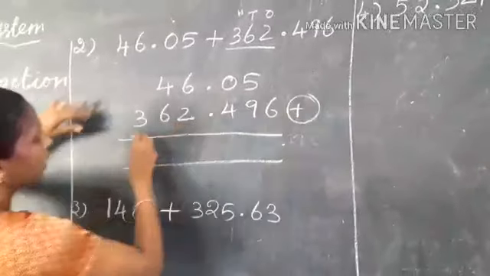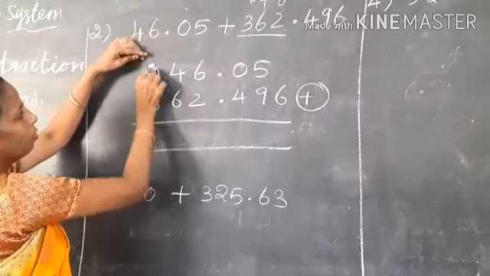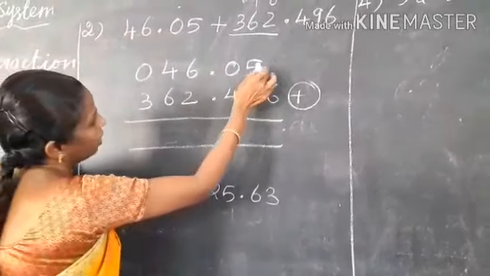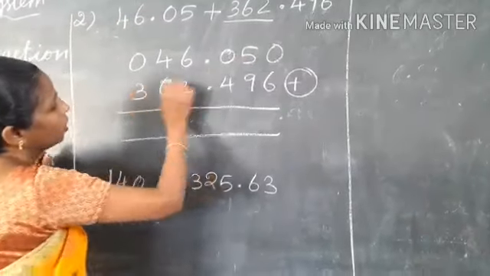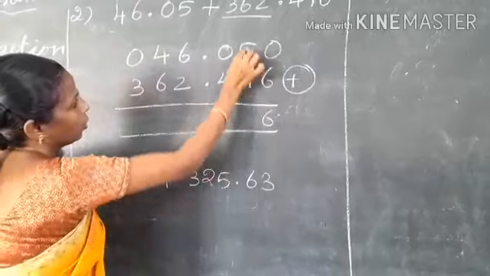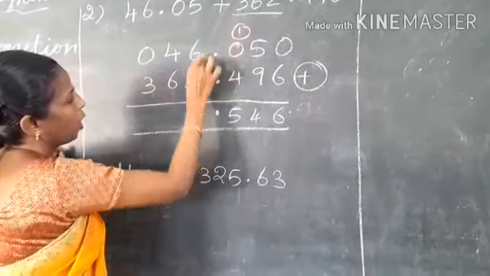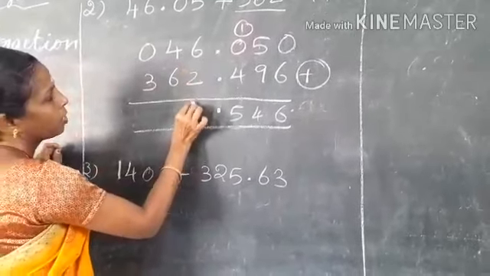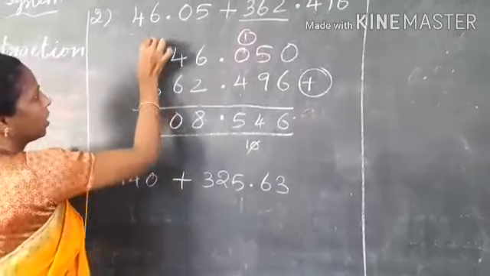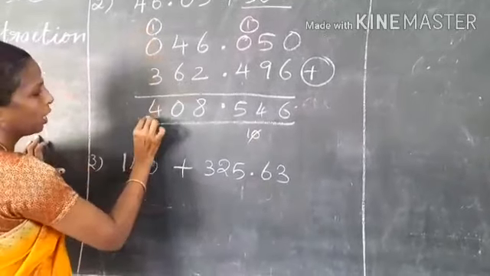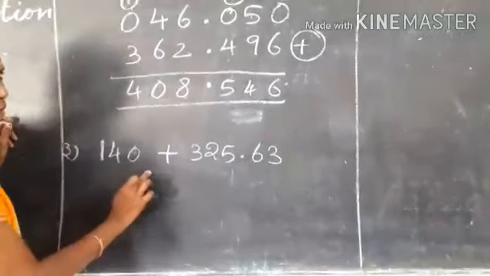And see here, integral part. First decimal place, hundredths place is empty. We can make it 0. In the integral and decimal part, here empty place is there, so we can put 0. Now we can add 0 plus 6, 6. 4 plus 6, 10, 0 is the answer, 1 is the carry. 1 plus 3, 4. 408.546 is the answer.